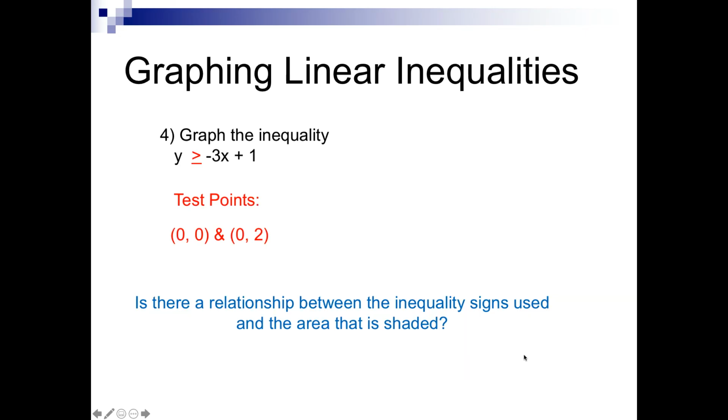For the last one, I want you to give it a shot. Here's your inequality: y is greater than or equal to -3x + 1. If you want to use 2 test points, you could do (0, 0) and (0, 2). If you only want to do 1, that's fine as well. And then answer the question at the bottom: is there a relationship between the inequality signs used and the area that is shaded? And then we'll go over that in class tomorrow.